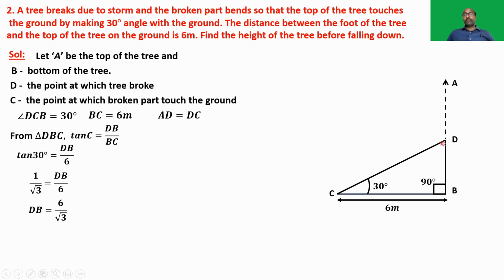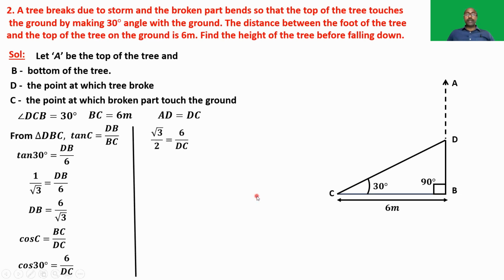Now let us find the length DC, that is hypotenuse. We have adjacent and we need hypotenuse. So the trigonometric ratio related to both adjacent and hypotenuse is cos. So take cos C. Cos C is equal to adjacent by hypotenuse, that is BC by DC. So substituting C is equal to 30 degrees and BC is equal to 6. Now the value of cos 30 degrees is equal to root 3 by 2. So root 3 by 2 is equal to 6 by DC. DC is equal to 12 by root 3.